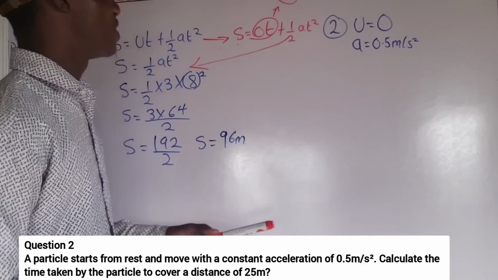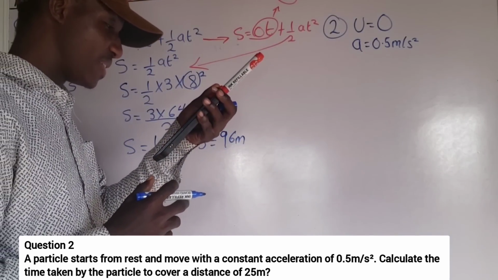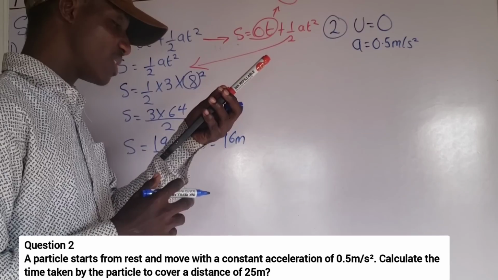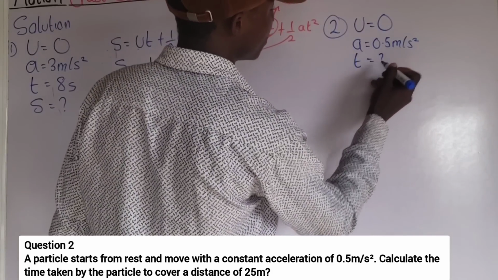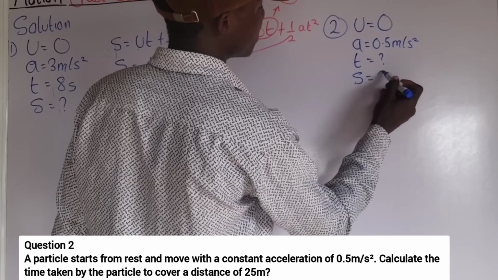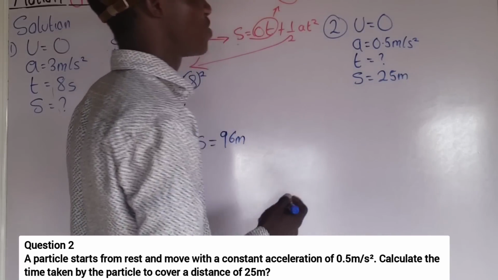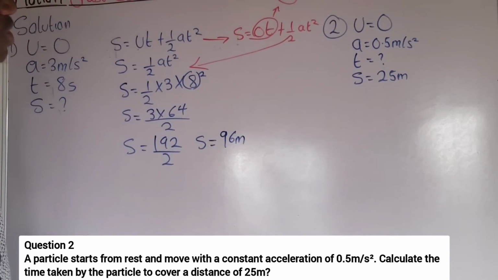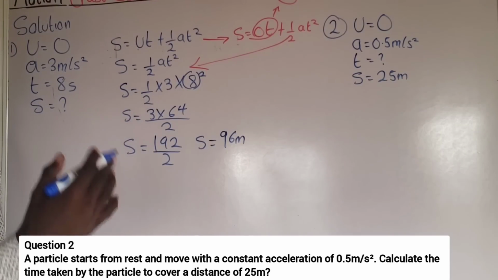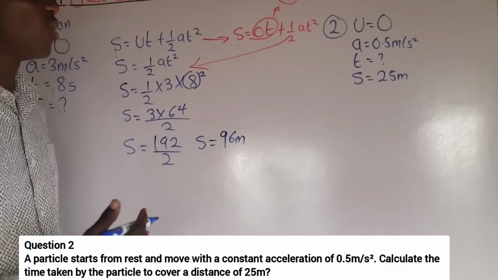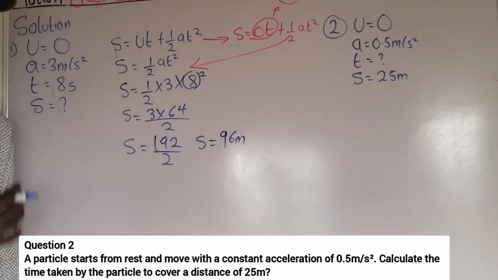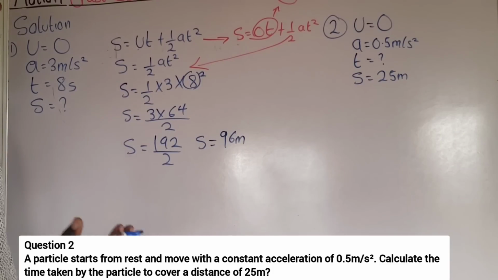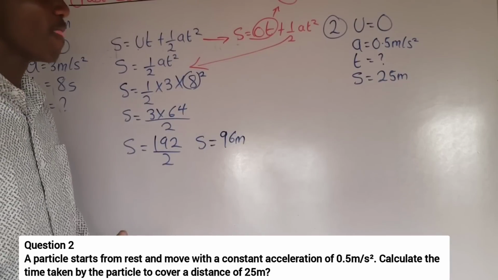The acceleration is 0.5 meters per second squared, and we are asked to calculate the time taken by the particle to cover a distance of 25 meters. Time taken is unknown, and the distance is 25 meters. Now look at these parameters. Which equation of motion suits them? Should we use the first, v equals u plus at, or the second, s equals ut plus half at squared, or the third, v squared equals u squared plus 2as? We are going to use the second.